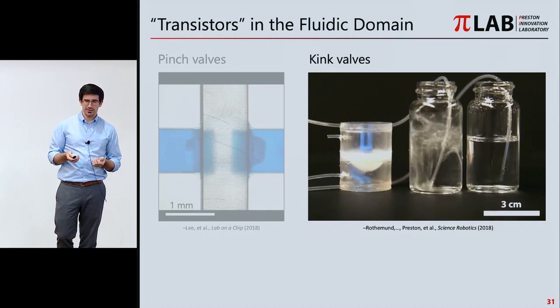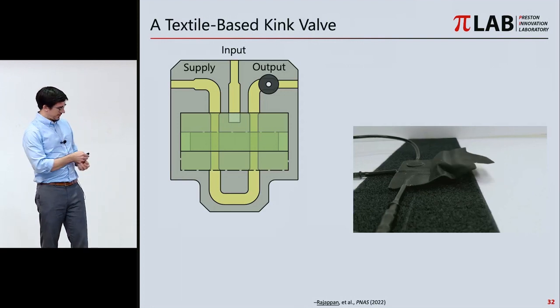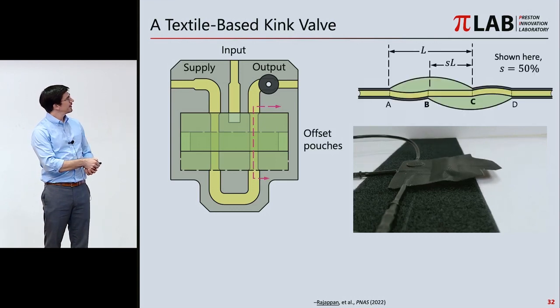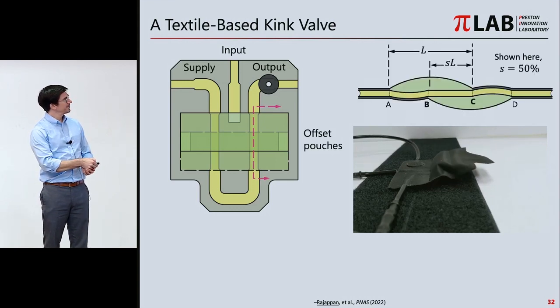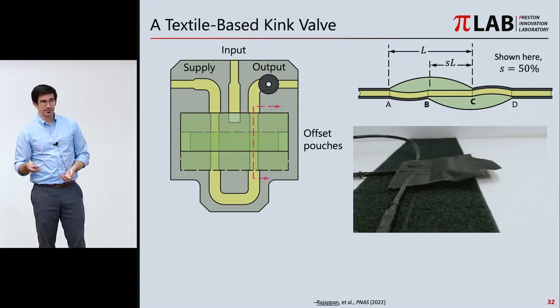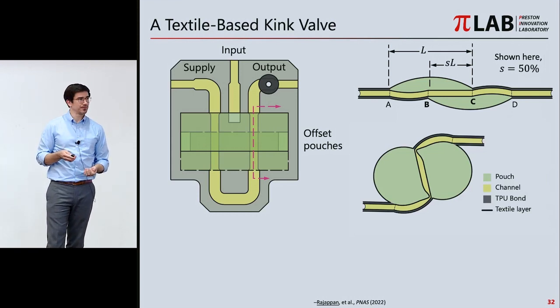And the way that we built it is shown here. So we have in yellow this U-shaped flow channel. And then in green, if we look at a cross-section, we have a couple of offset pouches that inflate. That's what's happening in the video here, is that we're inflating those offset pouches. And when we do that, we form kinks in this internal flow channel.